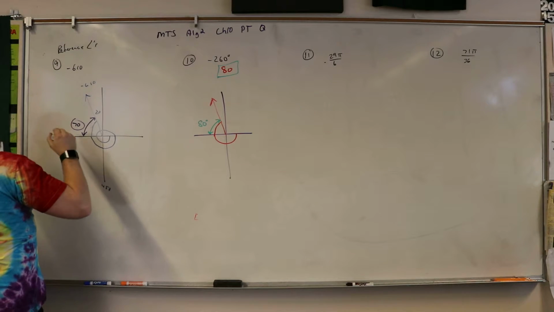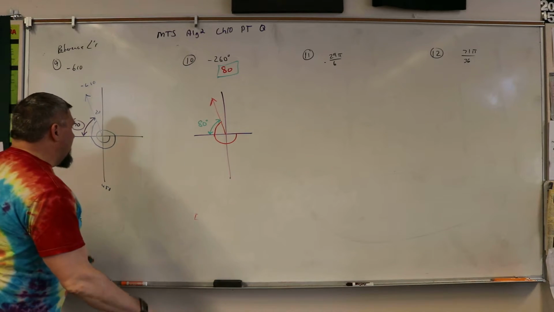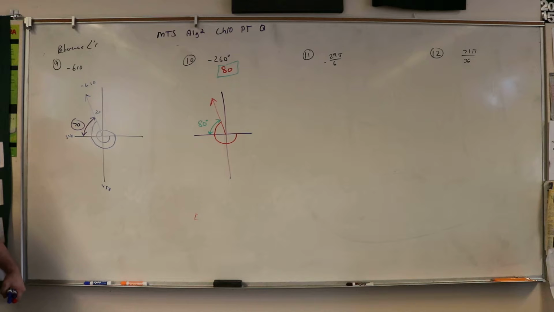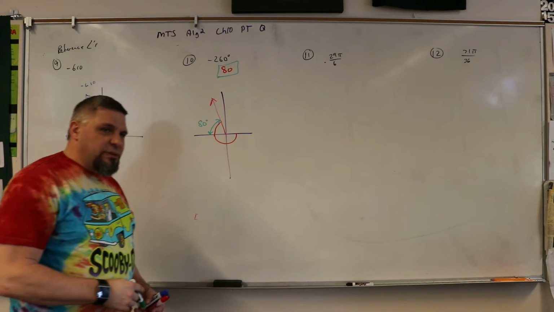Okay? The reason why we're using reference angles is because in the future we're going to start using those instead of your 350 and all that stuff. If you take the sine of 70, it's going to be the same as the sine of negative 610. Okay? Because it's a reference angle.